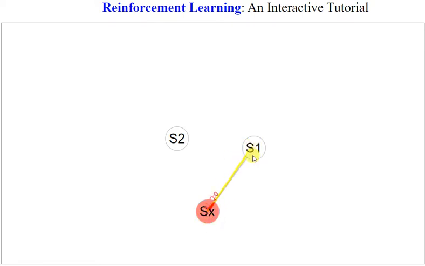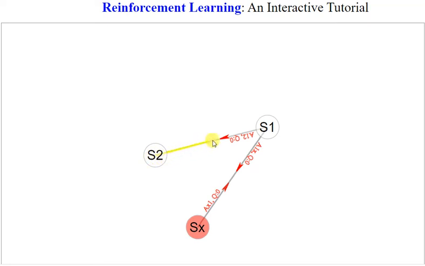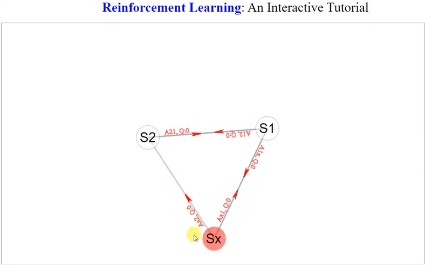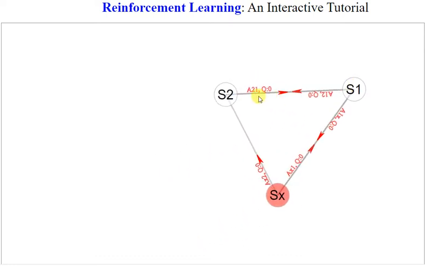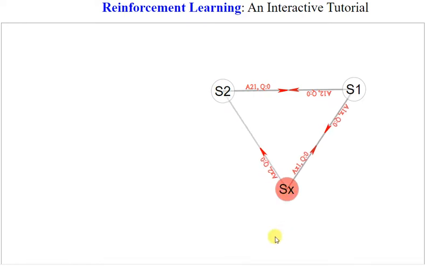From SX to S1, S1 to SX, agent can move from S1 to S2, agent gets rewarded moving from S2 to S1, and from SX to S2. Then we give them a little arrangement.